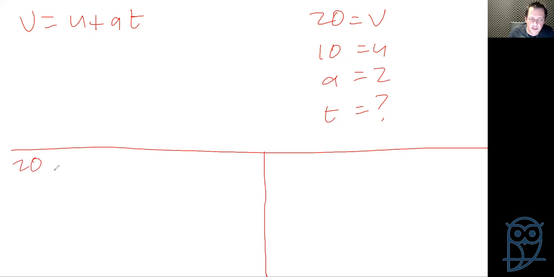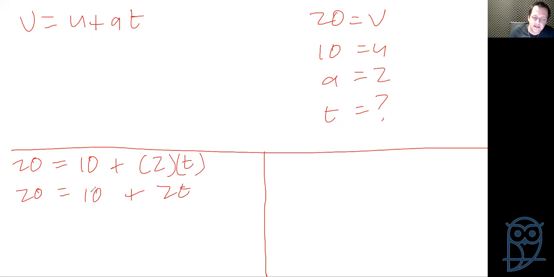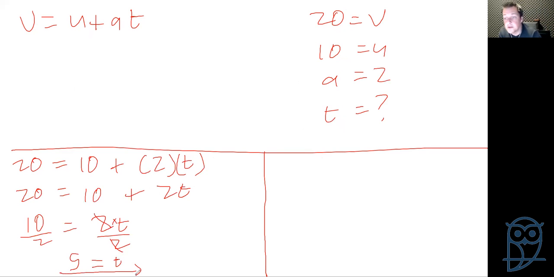So v is 20, u is 10, a is 2 times t. So 20 equals 10 plus 2t. Take the 10 over, we get 10 left because it's 20 minus 10 equals 2t. Divide by 2 on both sides because this is a multiplication. It cancels, and we're left with t equaling 5, which is good because we know it's meant to equal that.